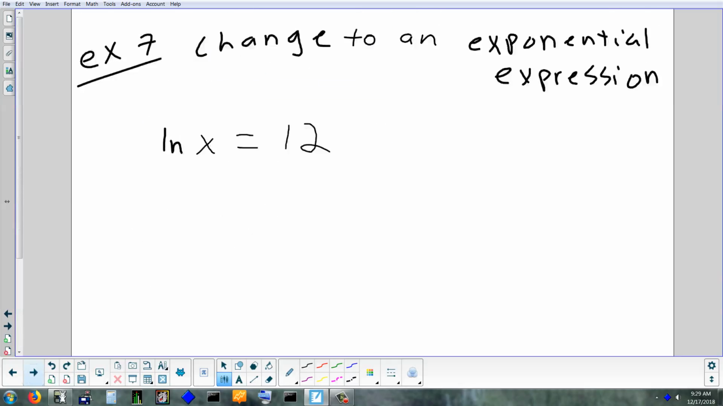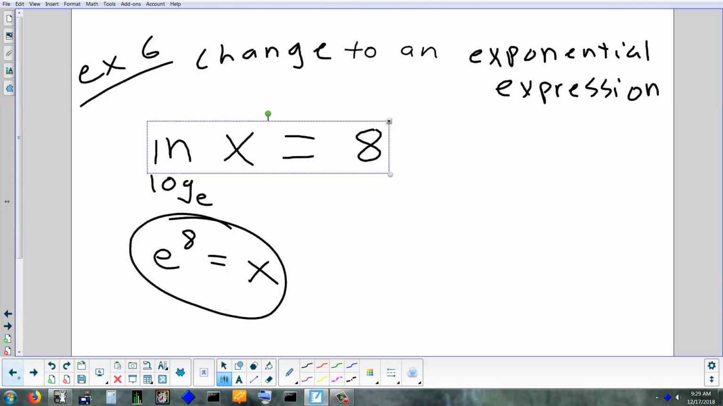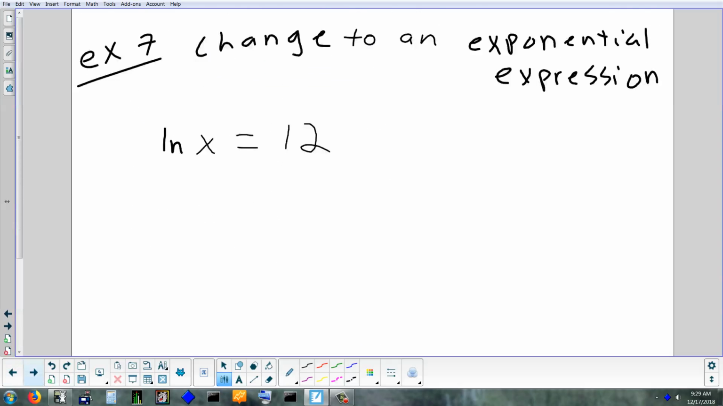Let's see. 6 and 7 are exactly the same problem. ln x equals 8, ln x equals 12. It's just a different number. So we'll skip that one.